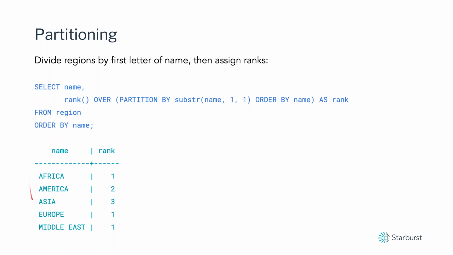So all the A's will go together, and then they'll get ranks 1, 2, 3 based on that ordering. And then the E, there's only 1, so it gets rank 1, and the M, there's only 1, it gets rank 1. Effectively, you see that the rank starts over for every partition because it only runs over each row's partition. You always think of window functions as being processed for each row, and each row has some number of rows that the window function is looking at.